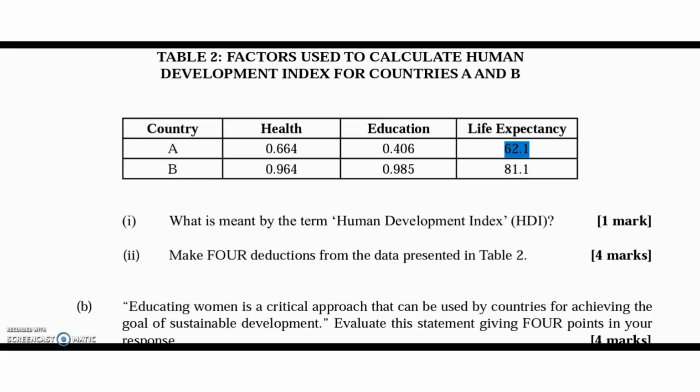Last but not least, based upon the collective parameters here of health, education, and life expectancy, it can be deduced that country B is said to be more developed than that of country E.